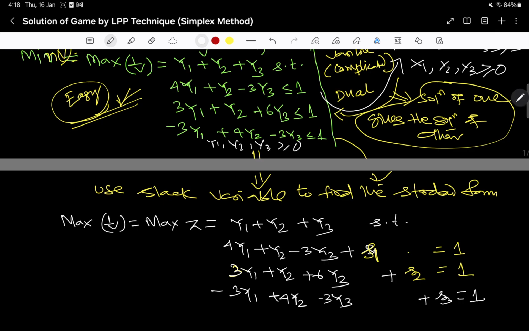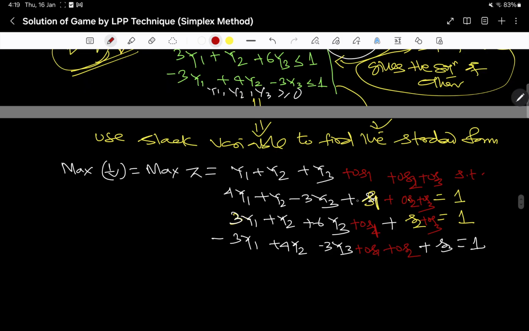Okay, so now in the objective function I can write 0 s1, 0 s2, and 0 s3, such that this. So similarly it is 0 s1 plus 0 s2 plus 0 s3. Now accordingly we will frame the simplex table.